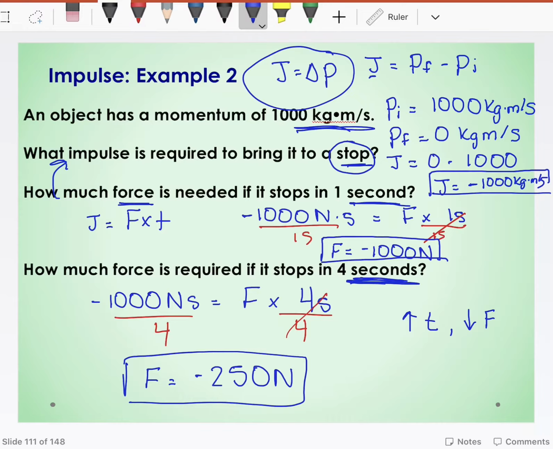So what you have to consider is that you can't necessarily change the impulse, but you can change the time of impact, which has implications in both sports and safety equipment, which you'll be reading about next.